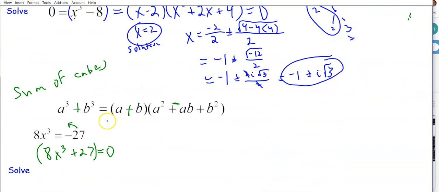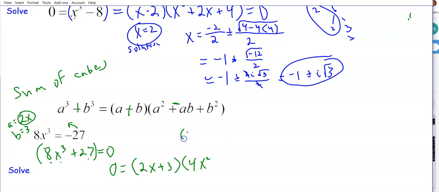Okay, so my a value, if I want to write it down, it might help you to write it down. My a value in this case is the cube root of 8x cubed, which is just 2x. The b value is the cube root of 27, which is 3. So I'm going to plug that into my formula. So this is going to be 0 equals 2x plus 3, times, be careful on this one, a squared. If a is 2x and I'm squaring that, 2x times 2x is actually 4x squared. If I wrote that out, it would be 2x quantity squared.